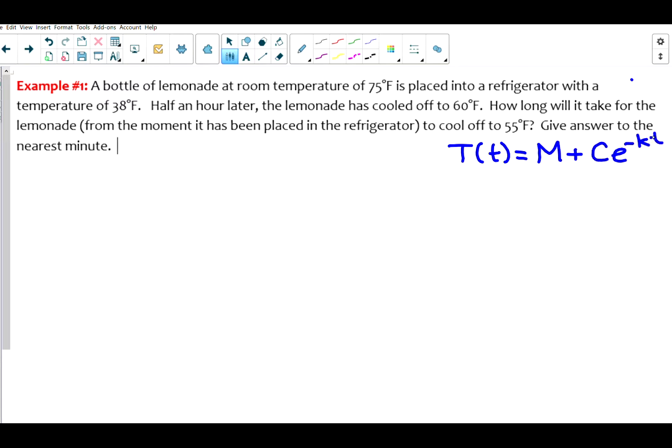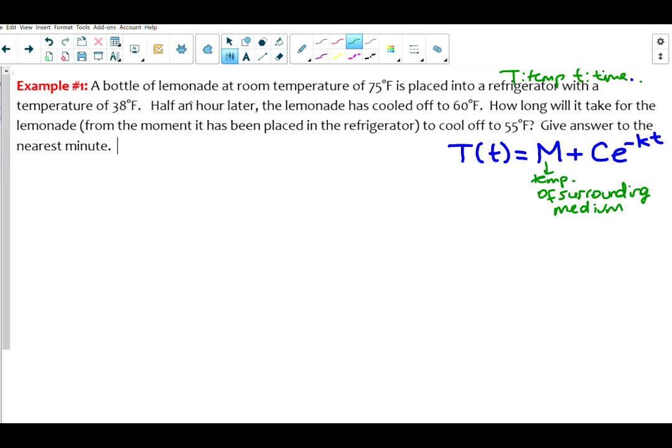So this is what we just derived in the previous segment, and where m is the temperature of the surrounding medium. Again, capital T is the temperature and lower t is time.